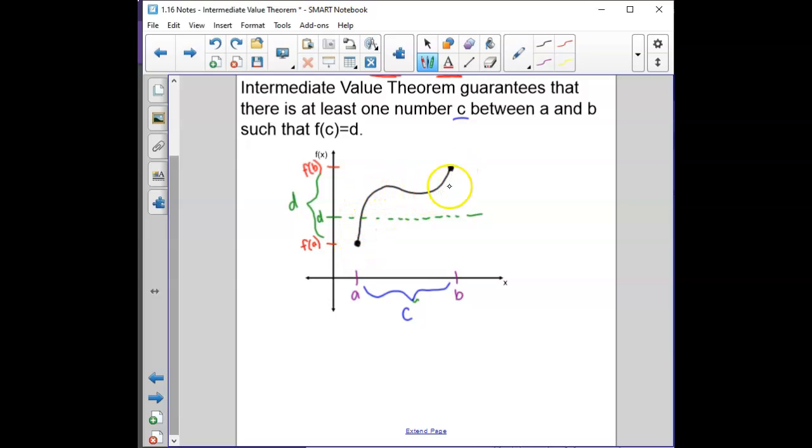That's why this function has to be continuous. If it was piecewise, it wouldn't necessarily have to cross here if it was not a continuous piecewise function. But if this is continuous, you can't get from down here to up here without crossing the dotted line right there at D. So there has to be a point where your y value is D. Alright, so let's look at how this is applied.